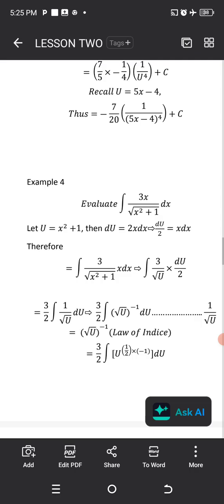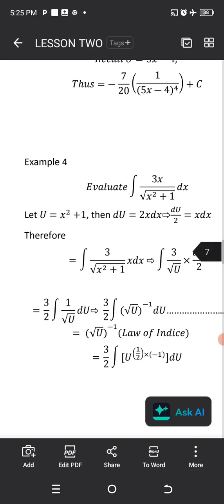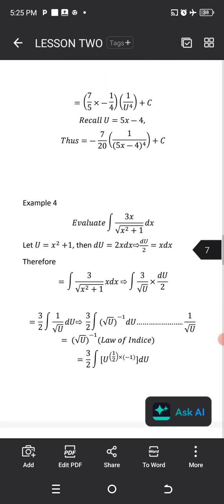So let u equal x raised to power 2 plus 1. Then you differentiate like we always do. So du equals 2x dx, which implies that du over 2 equals x dx. You'll be wondering why we are separating the du over 2 from x dx. We will soon realize the reason why.